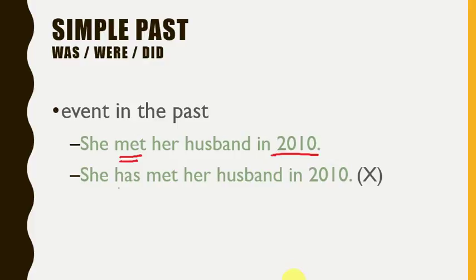Could you do this? We know that has met is our present perfect tense, okay? And that is used when the time is not stated. So it would be incorrect to say that she has met her husband in 2010. If you took out the in 2010, then you can say she has met her husband. She has met her husband many times. I don't know if that makes perfect sense in that context, but that timing is important.